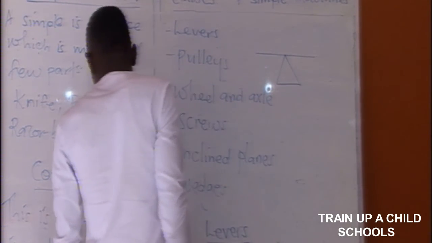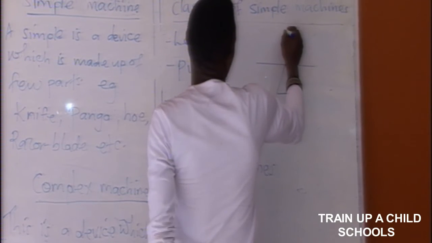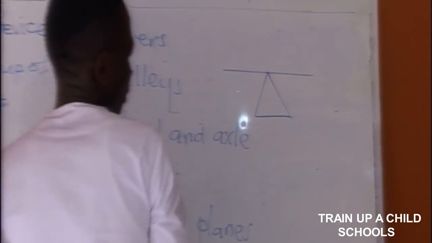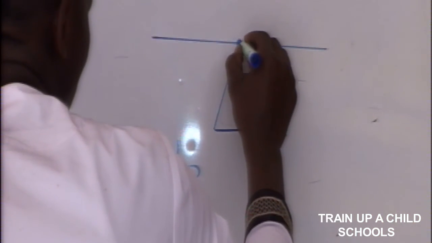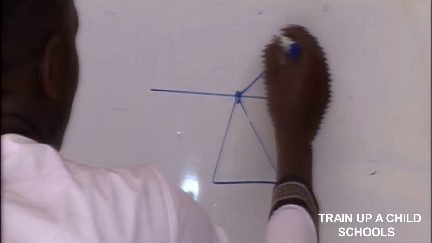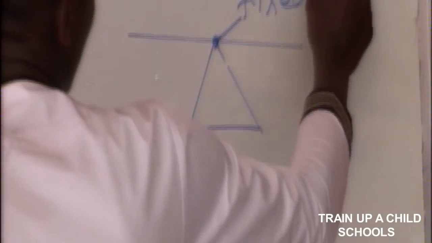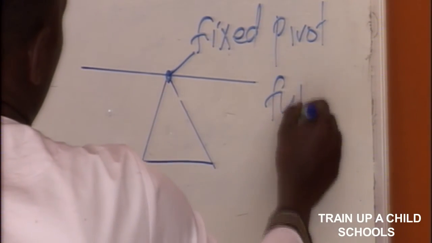So I have a diagram of a simple machine, and I would like to identify the fixed point of that machine. The fixed point is this point here. That point is fixed, so I will call that one a pivot. If not, I'll call it fulcrum.